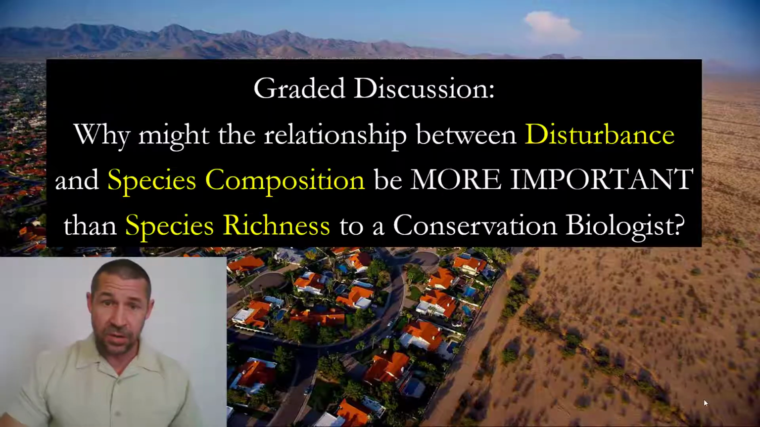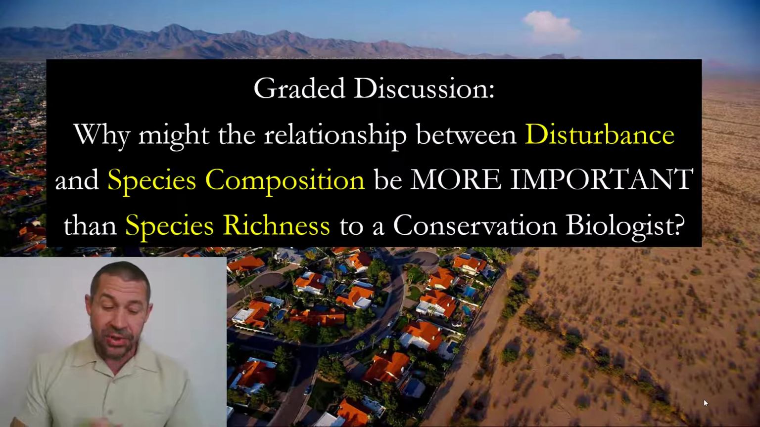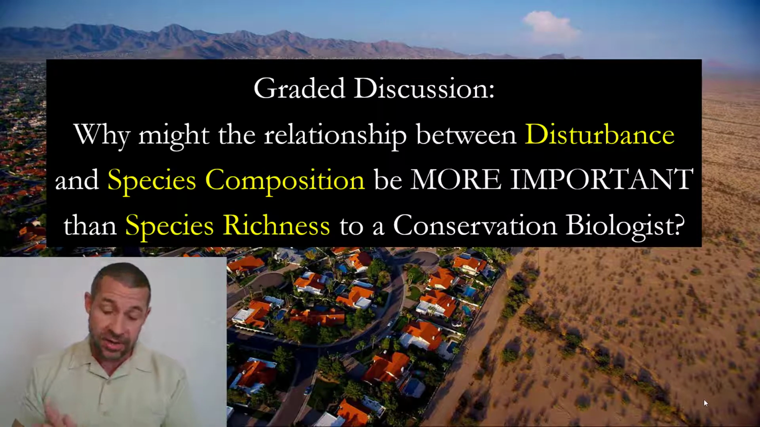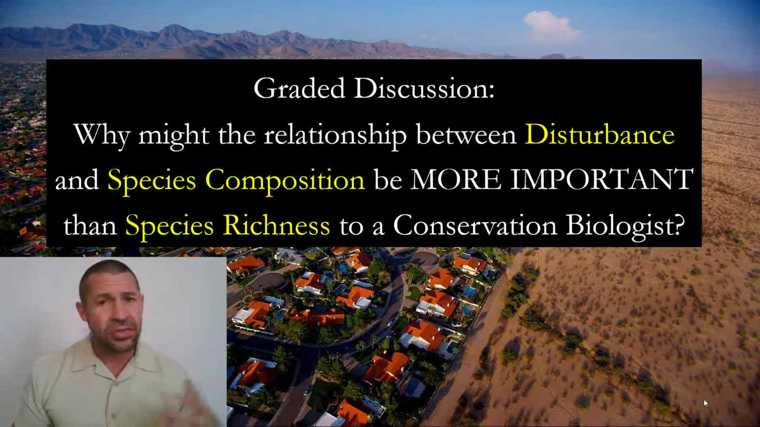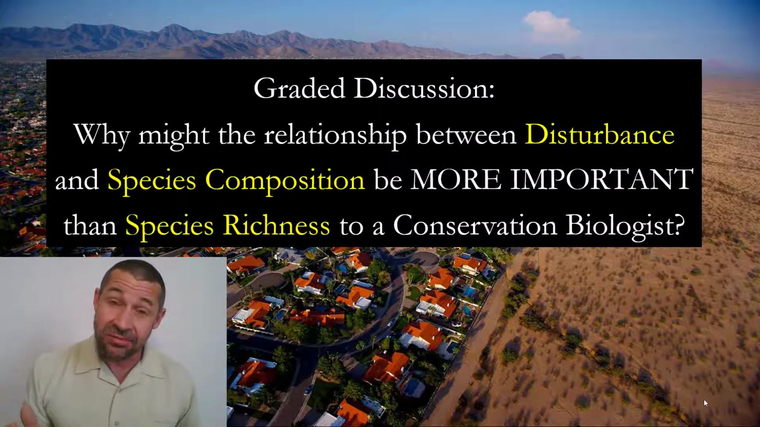Okay, finally, I have a graded discussion and I really want to know your thoughts. Thus far, we've just talked about how disturbance impacts species richness, meaning the number of species in the system. Count them, how many species are in the ecosystem. But why might a conservation biologist like myself care less about the number of species in the system and care more about the actual composition of species in the system? Which species are actually found there?